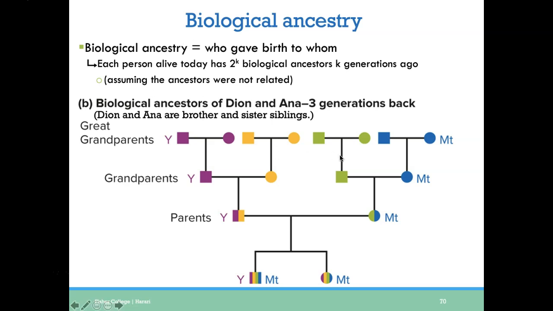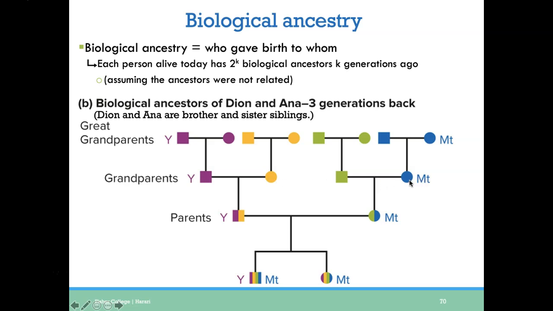And this is a nice way to look at 2 individuals that are biological siblings. So Dion and Anna, they're siblings, and they each have different combinations of DNA. So you can look at these are the great-grandparents. And of course, the mother gives mitochondrial DNA as well, shown by MT. And the father gives the Y chromosome as well. So you can see from each individual mating, from the great-grandparents, these represent the grandparents.